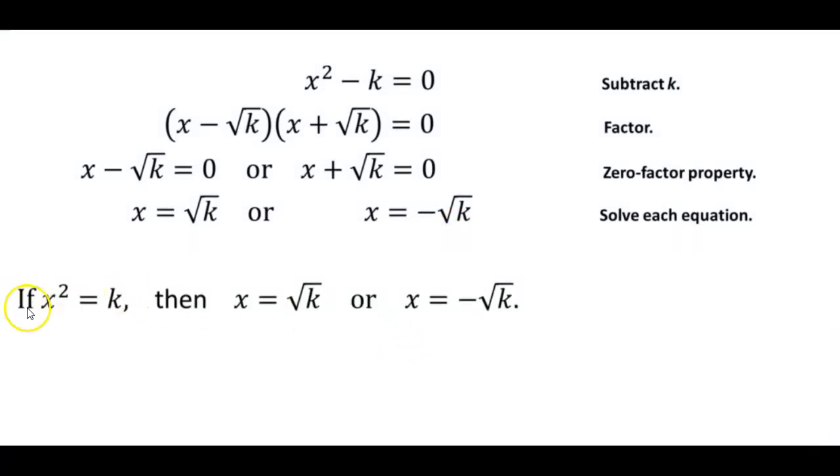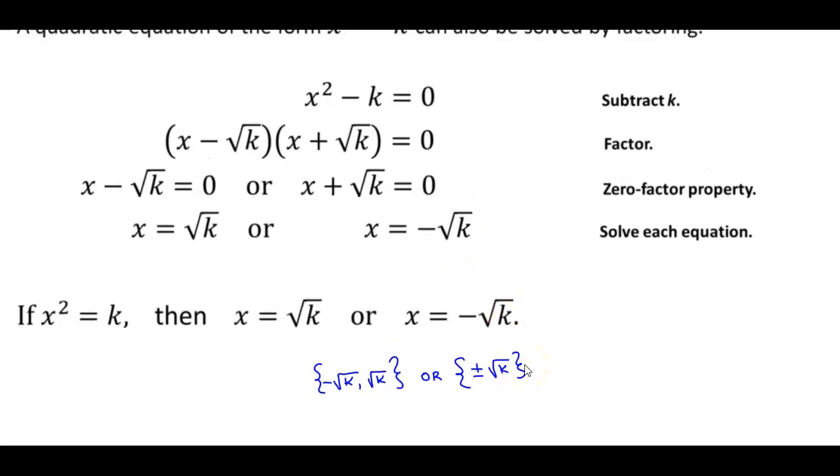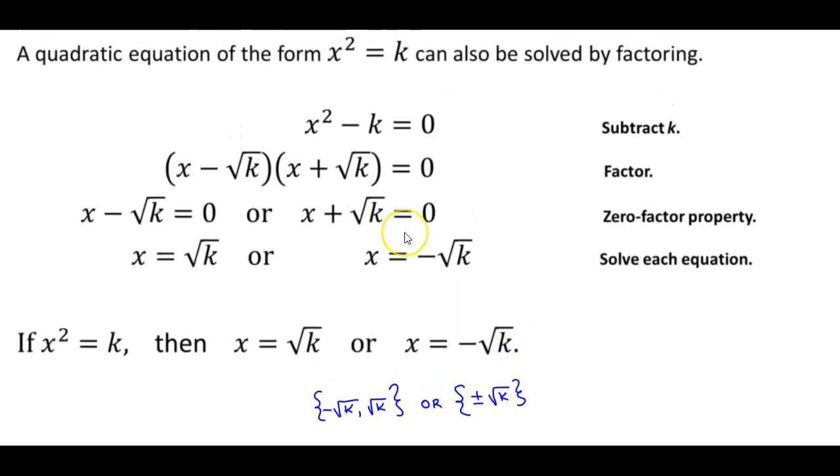Well, that tells us that if x squared equals k, then we automatically know that x is going to equal the square root of k, or x is equal to negative square root of k. Now, another way that we can write this in a simplified form is the following. We can either write them as two different solutions, negative square root of k, square root of k, or we can write this in a simplified form where this is plus or minus the square root of k. So this is what we would do in terms of using the 0 factor property.